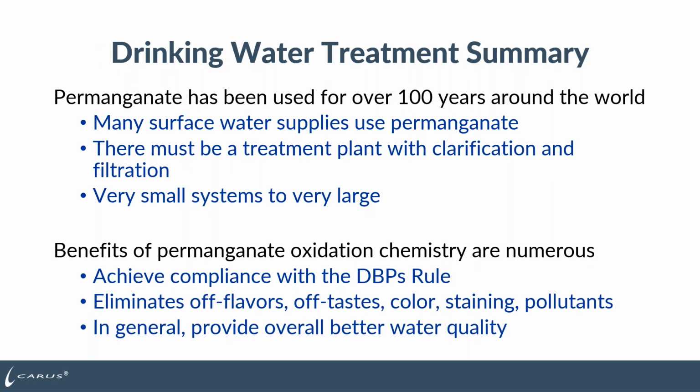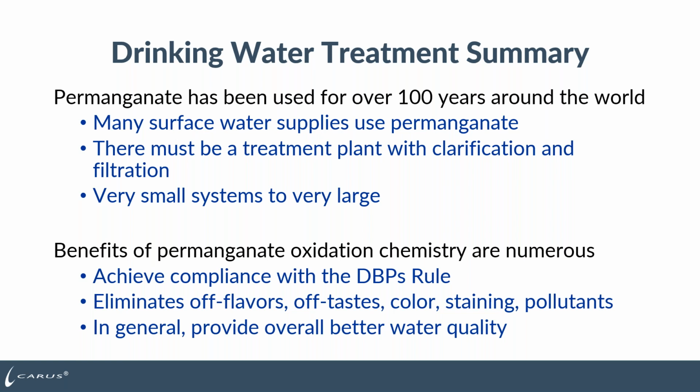We've covered many different case studies for THMs and HAAs and the jar testing you would do. Permanganate's been around for over 100 years. A lot of surface water plants use permanganate, and they'll use it for multiple applications: taste and odor removal, iron and manganese oxidation, and also organic removal to help lower disinfection byproducts at the back of the plant.